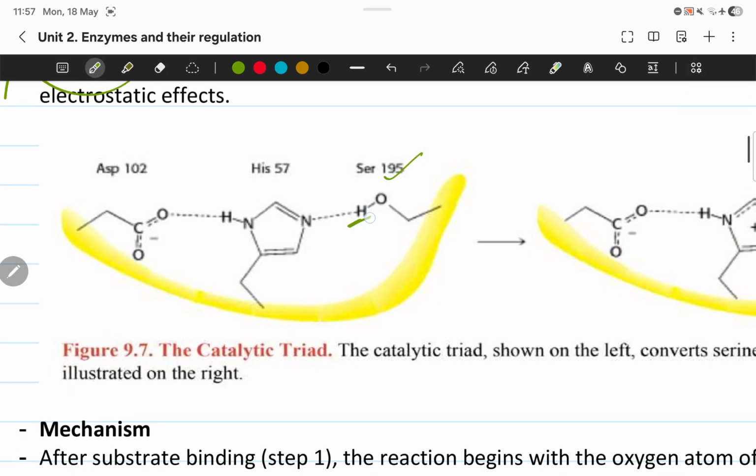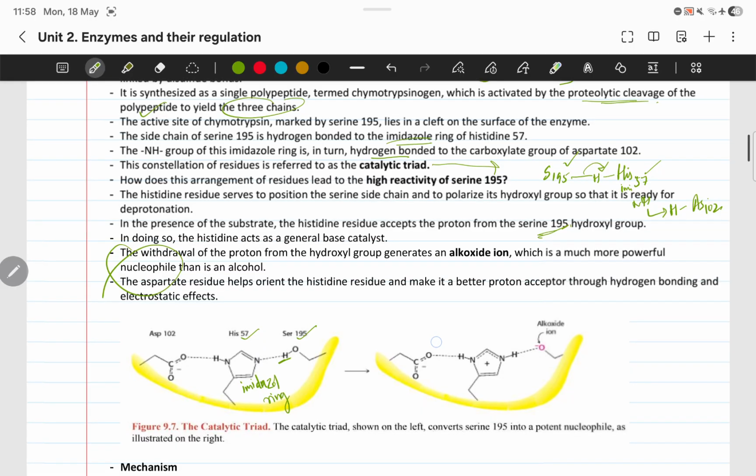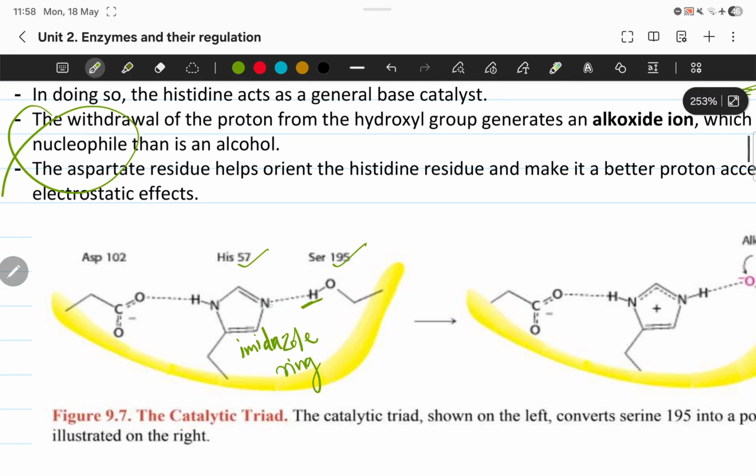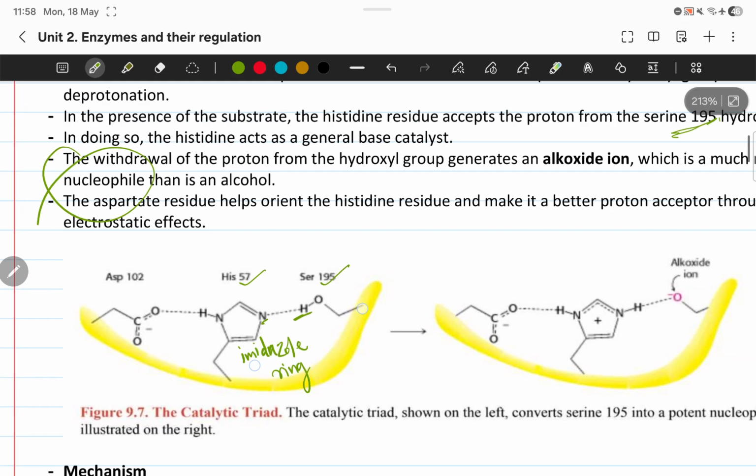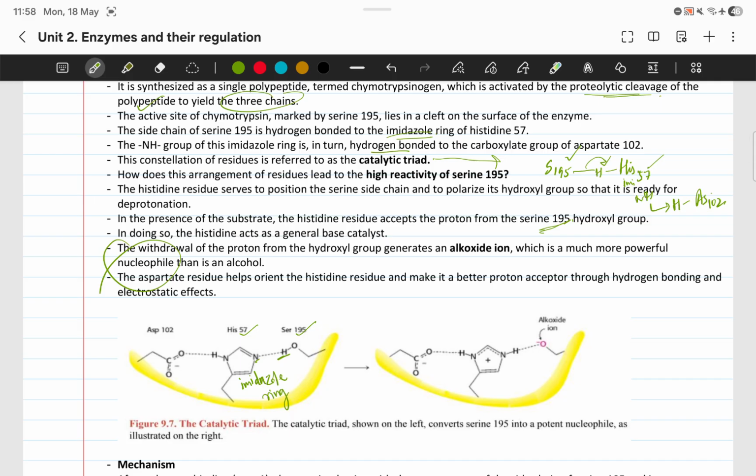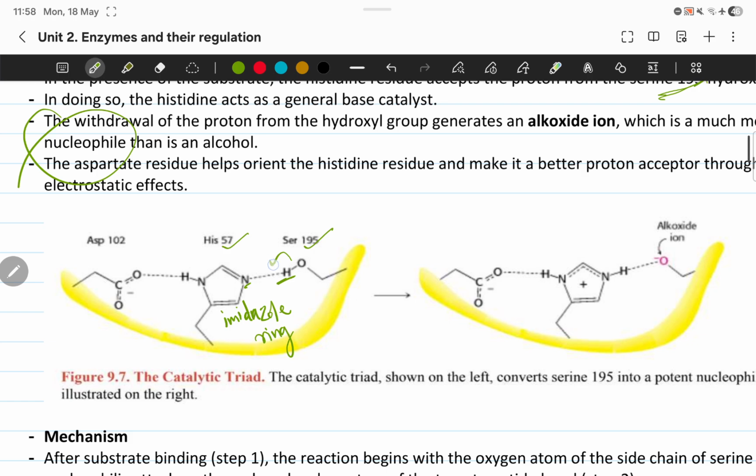So here we are seeing serine connected to the histidine imidazole ring through the N and H, and histidine is connected through the imidazole NH side by hydrogen bonding to aspartate 102. What they are showing is this bond is now shifted to this side and an alkoxide ion is formed. So a bond is here and the alkoxide ion is now formed here. Then this bond will travel here, and a positive sign is there.